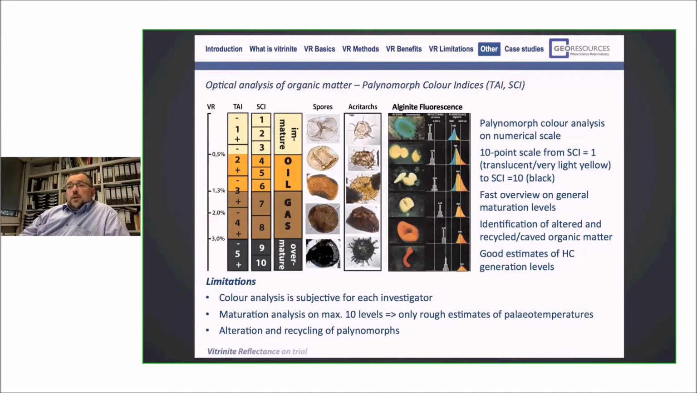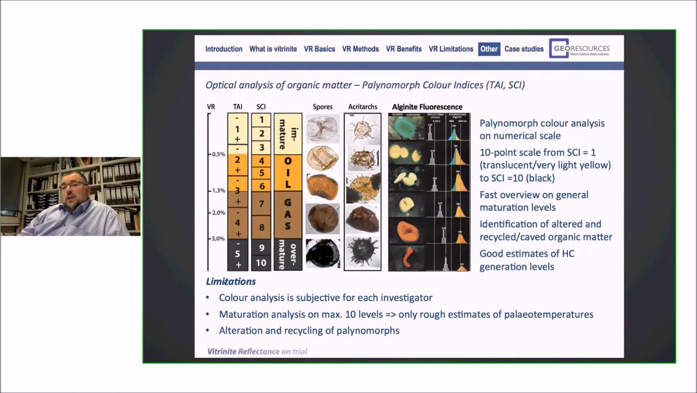The normal light microscope colors can be combined with fluorescence light. So here we have the fluorescence of alginite at different maturation levels from greenish to light yellow, light bright yellow to red in the end. But fluorescence only works during the oil window. If you get into the gas window, the fluorescence of organic matter is gone. So for the oil window, fluorescence colors is good to use as a support for the normal light color scheme.